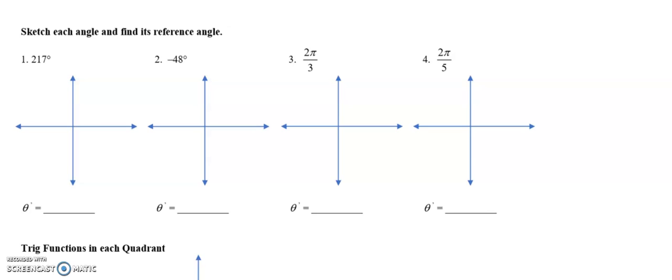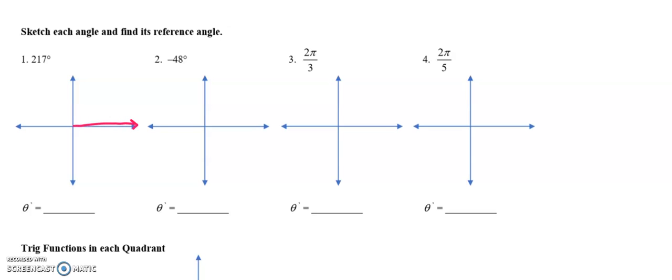Okay, so let's practice finding a few of those reference angles. First up is 217 degrees. Remember, we always start from the initial side here. Stick with blue for my reference angle. So here we go.